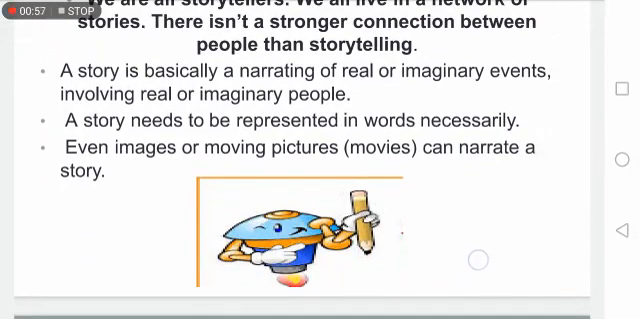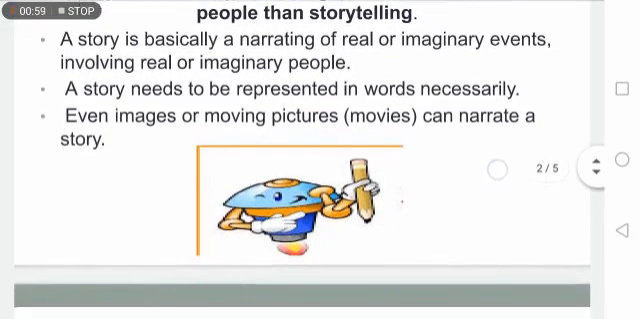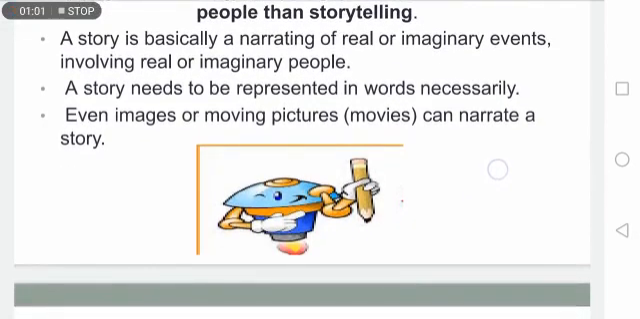A story is basically a narrating of real or imaginary events involving real or imaginary people. A story needs to be presented in words, where necessary. Even images or moving pictures, movies, can narrate a story.